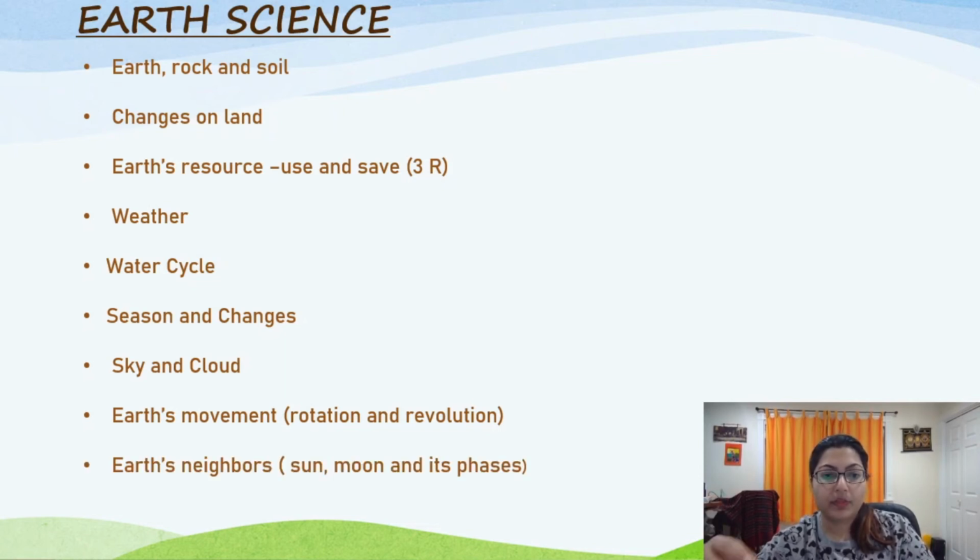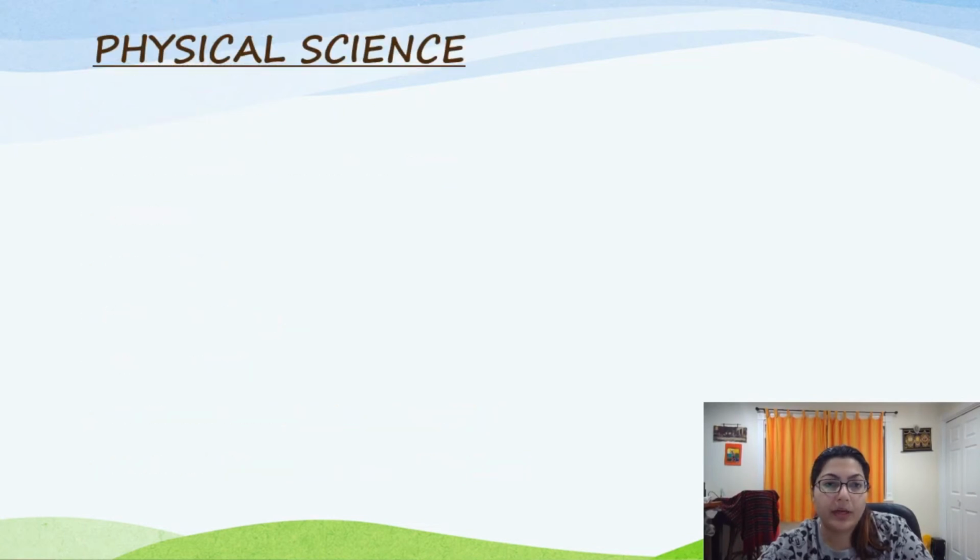Earth's neighbors, so sky and cloud and Earth's neighbors are kind of interrelated. So sun, moon, and its phases. We do like what are the uses of the sun, why sunlight is necessary, and how is the moon, what is the temperature like there, and how it changes, and what actually forms the phases, why the moon has different shapes and phases over a period of time. Then we will come to physical science.